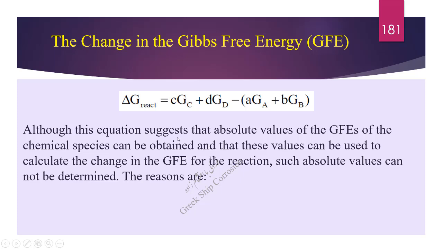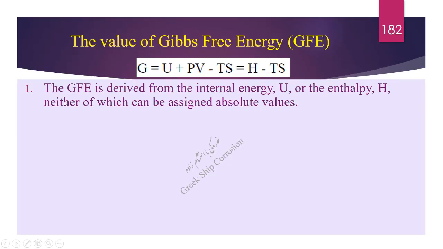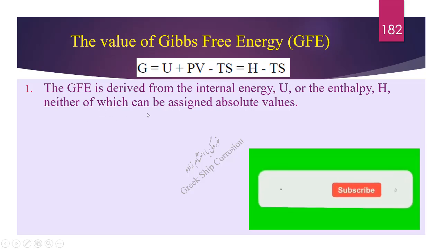Although this equation suggests that absolute values of the GFEs or Gibbs free energies of the chemical species can be obtained and that these values can be used to calculate the change in the Gibbs free energy for the reaction, such absolute values cannot be determined. The reasons are: 1. The Gibbs free energy is derived from the internal energy U or the enthalpy H, neither of which can be assigned absolute values.